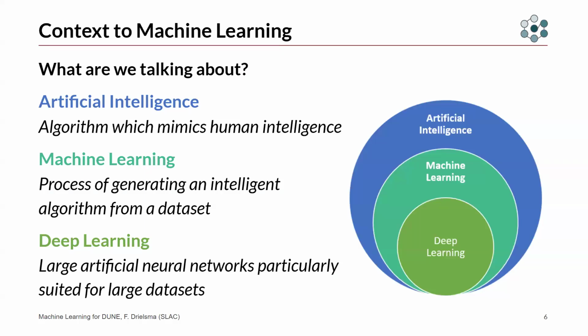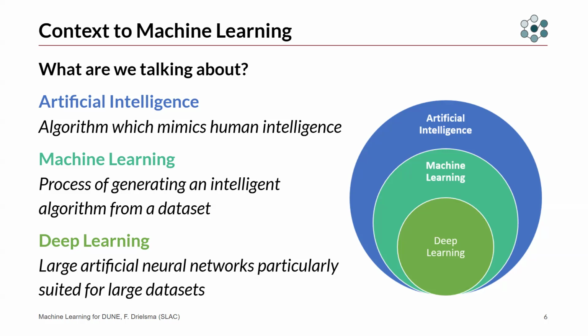All right, so just to kind of set the stage, you've probably seen this plot before, but artificial intelligence essentially is any algorithm which mimics some kind of human intelligence, and we could have a philosophical conversation about what that means for the next hour, but I'm not going to. And machine learning inscribes itself within artificial intelligence. It's a process of generating an intelligent algorithm from data. That's what machine learning means. So it's a subset of what artificial intelligence is.